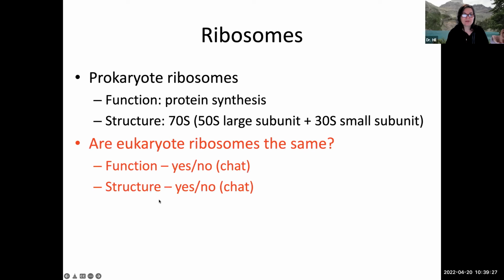Are eukaryotic ribosomes the same? Let's start with their function. Is their function the same? Correct. They are still required for protein synthesis.